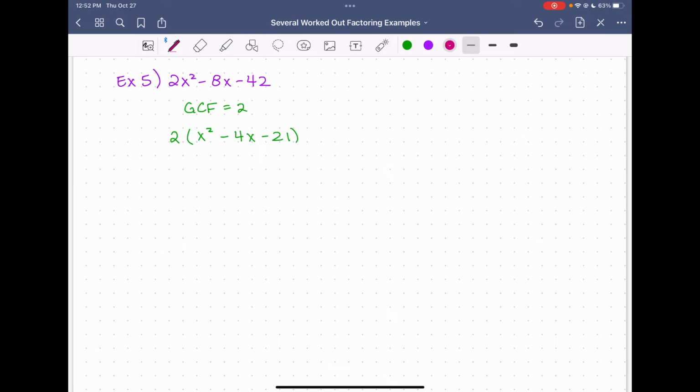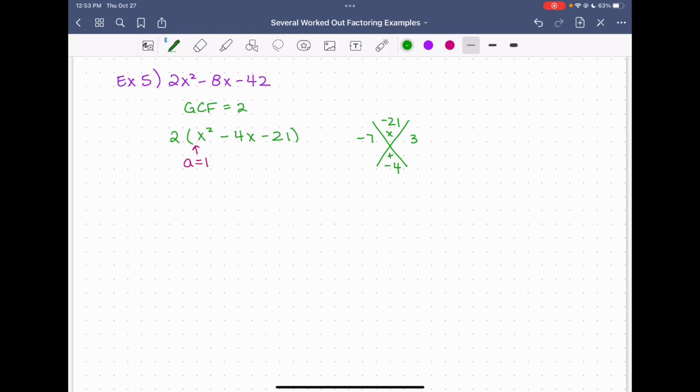And then, once we factor out the greatest common factor, we take a look at what a is, and a equals 1 in this case, so we have the short version of the x. A times c at the top, which is -21. B at the bottom, which is -4. So what multiplies to the top but adds up to the bottom? -7 and 3. They will multiply to -21. They will add up to -4.